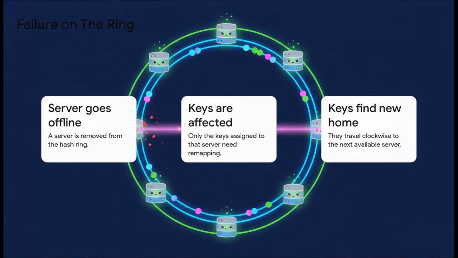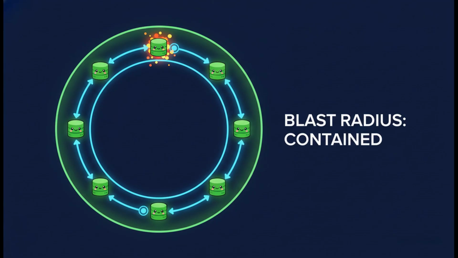Okay, one server box disappears, but look what happens. Only the data orbs that were assigned to that specific server are affected. And what do they do? They just calmly continue their clockwise journey until they find the next available server on the ring. And all the other keys, they don't move, they don't even know anything happened. And that is the absolute genius of this design. Instead of a 99% system-wide meltdown, only a tiny fraction of keys have to move. The blast radius is contained, the system stays stable, it stays responsive, and calm is restored.